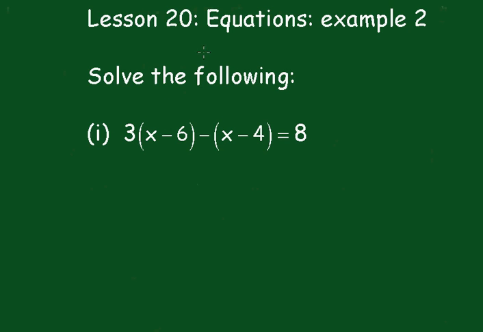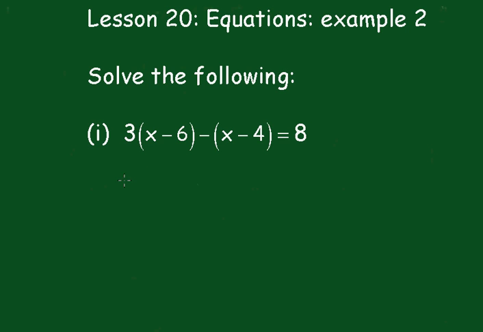Okay, in lesson 20, equations example 2, we have to solve the following: 3 outside of (x minus 6) minus (x minus 4) equals 8. Now, this one you need to be very careful with because you've got a negative sign here. And this is very, very dangerous because lots of people have made errors here. Pause the video if you like and have a go at it, but just be very careful of that negative sign.